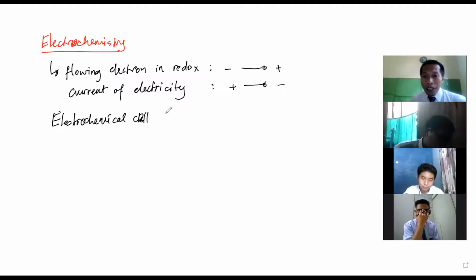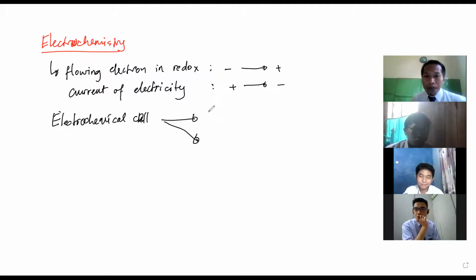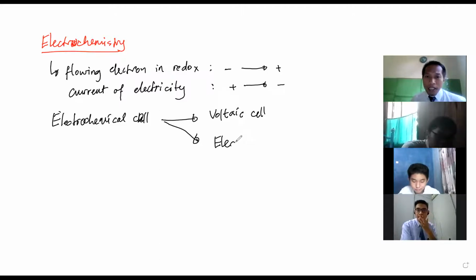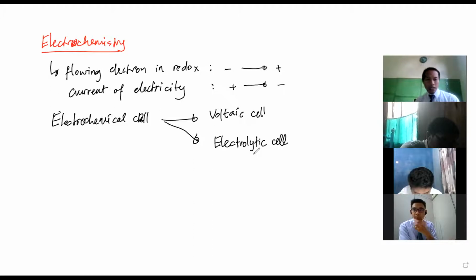We have two types of electrochemical cell. The first type we call a Voltaic cell. Sometimes in some books they say galvanic cell, no problem, Voltaic or galvanic cell. And the second we call the electrolytic cell. Voltaic cell and electrolytic cell. How can we differentiate between these two cells?